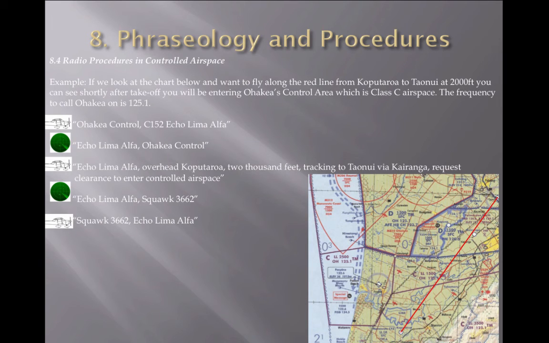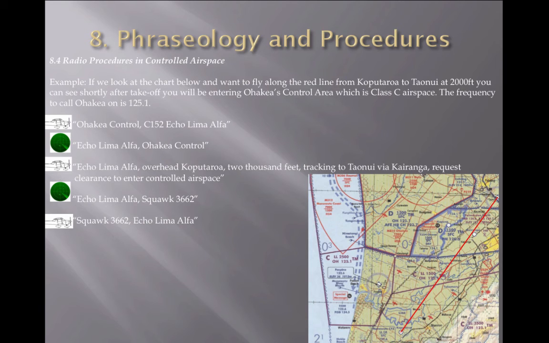A little bit of an example below. If we look at the chart below and want to fly along the red line from Kapiti to Taonui at 2,000 feet, you can see shortly after takeoff you will be entering Ohakea's control area, which is Class C airspace, as you can see. The frequency to call Ohakea on is 125.1.